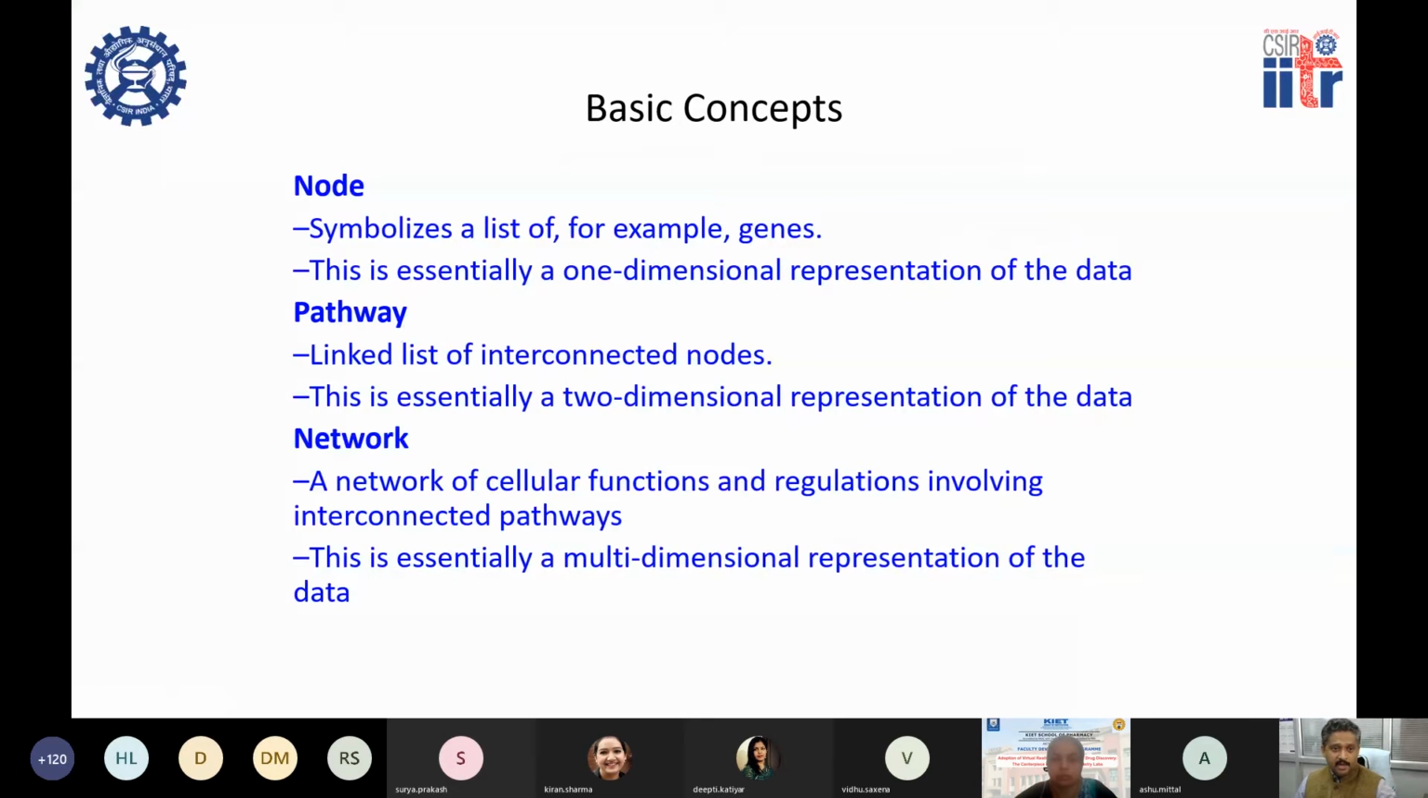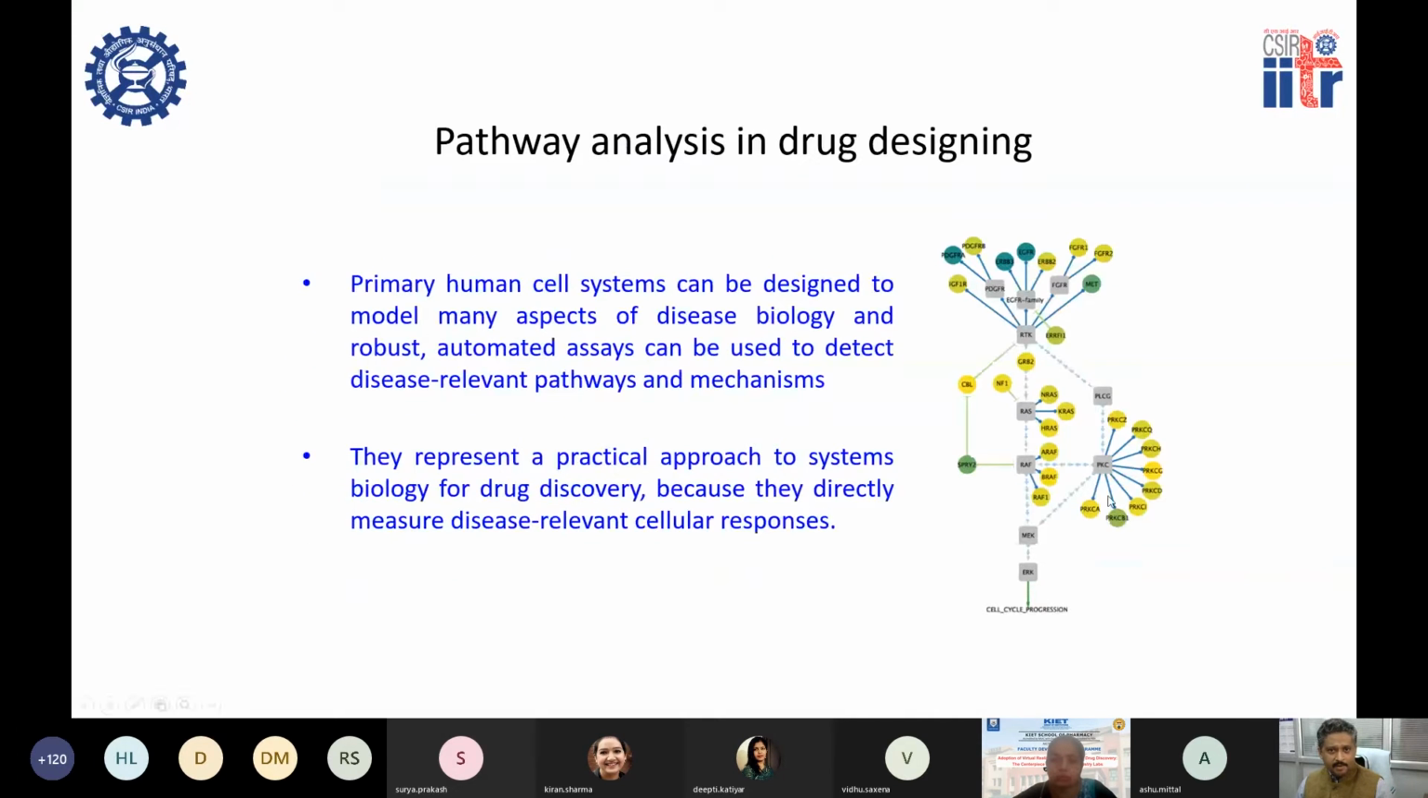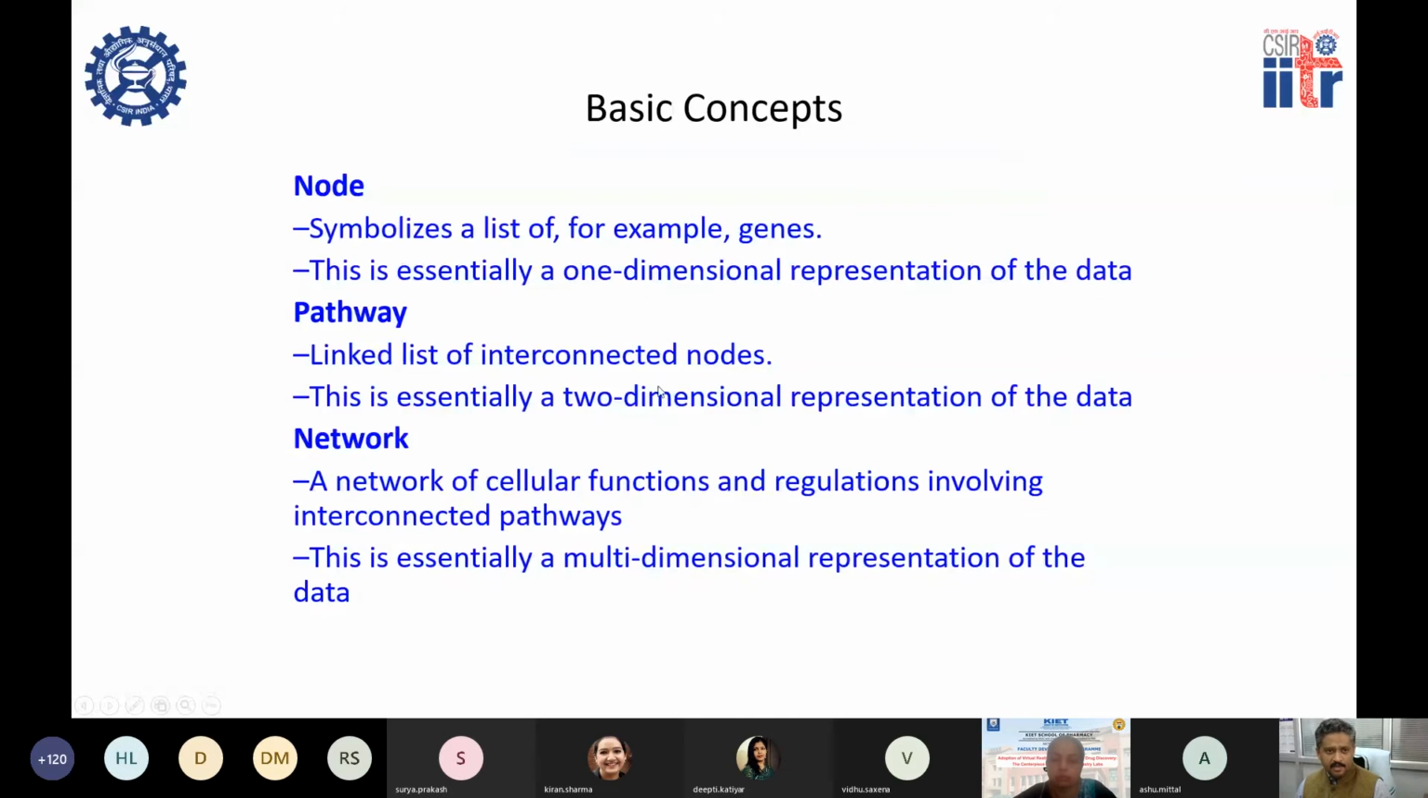So I'll skip this pathways part. If you see here, we call them components of node, pathway, and network. A node symbolizes a list, or for example a gene, which is especially a one-dimensional representation of data. A pathway is how the nodes are interconnected with each other. That essentially is a two-dimensional representation of the data. A network is the entire collection of cellular functions and the regulation involved in particular pathways.